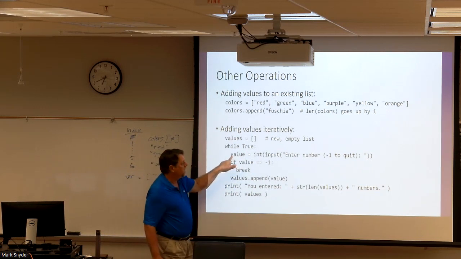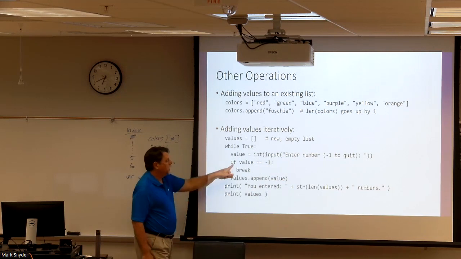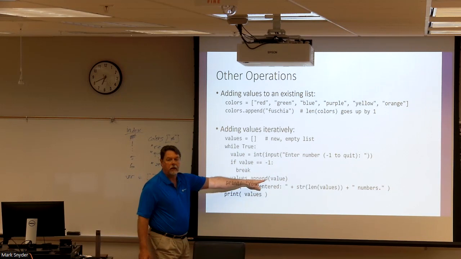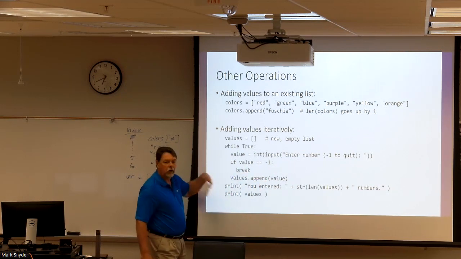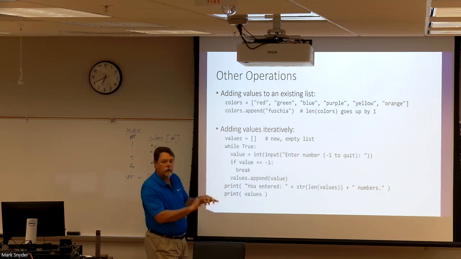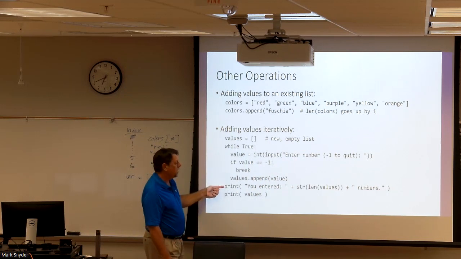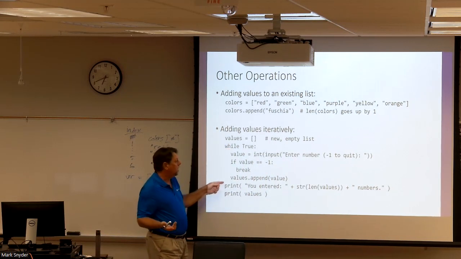So on this one, each time through the loop, we ask them to enter a number. If it's -1, we break and get out of the loop. If it's not, then we just append it to the end of the list. Well, now I can ask for any number of values from the user, and they can keep entering integers till the cows come home. And when I get out of this loop, I don't know how many values there are. I don't know if they're homogeneous because the user entered them.